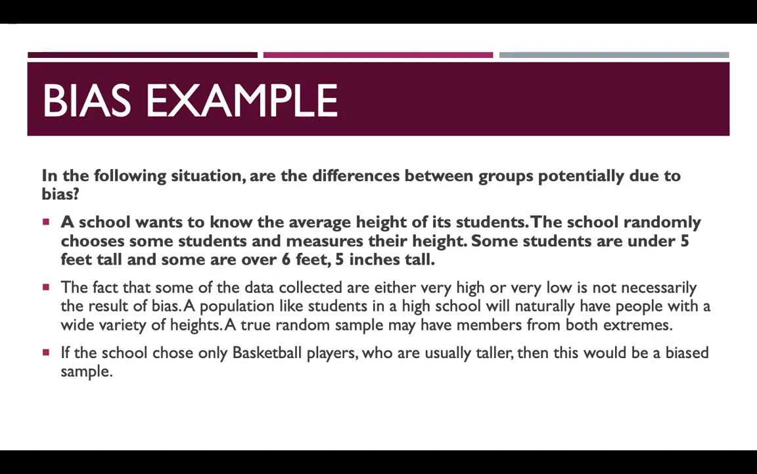So a true random sample may have members from both extremes. If you're randomly picking people, there's probably going to be some short people and there's going to be some tall people. So if the school chose only basketball players who are usually taller, then that would be a biased sample, because then you're taking only the tall people and measuring them. Okay, so try to think of the difference there. Is it just because that's how things are?